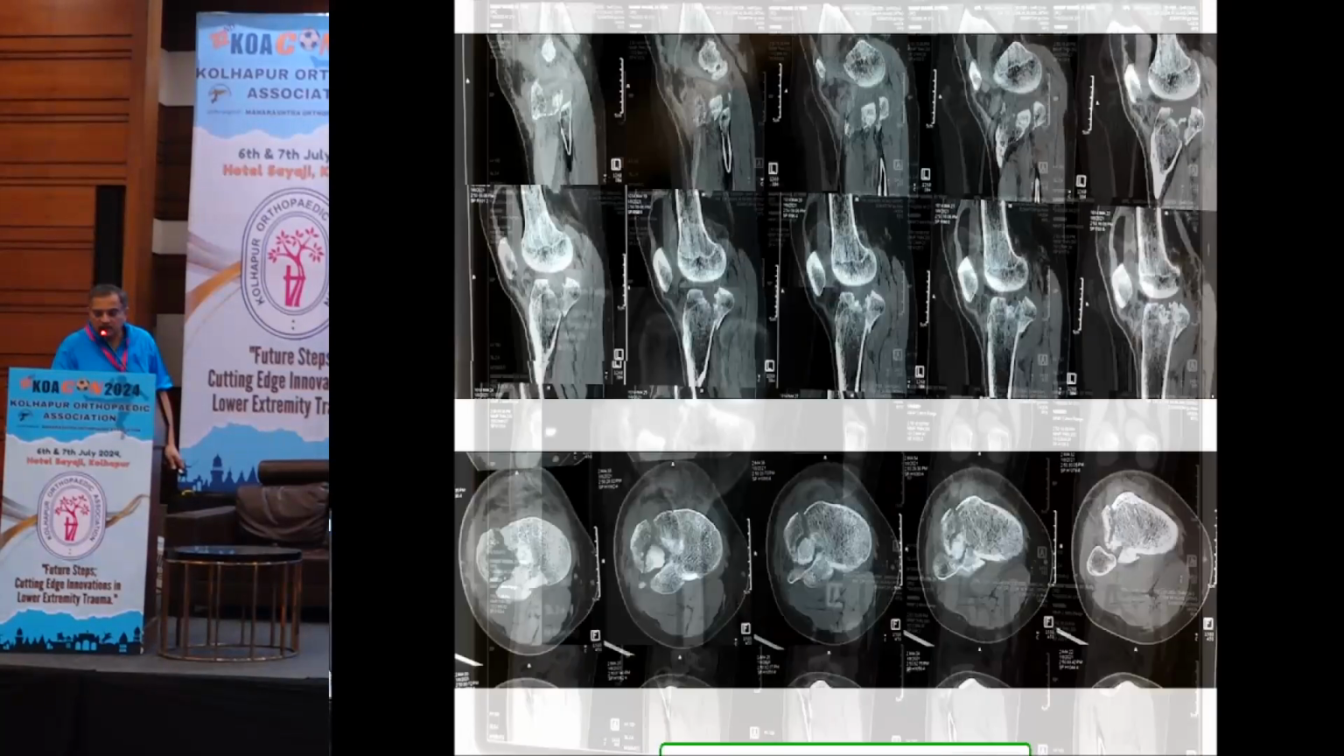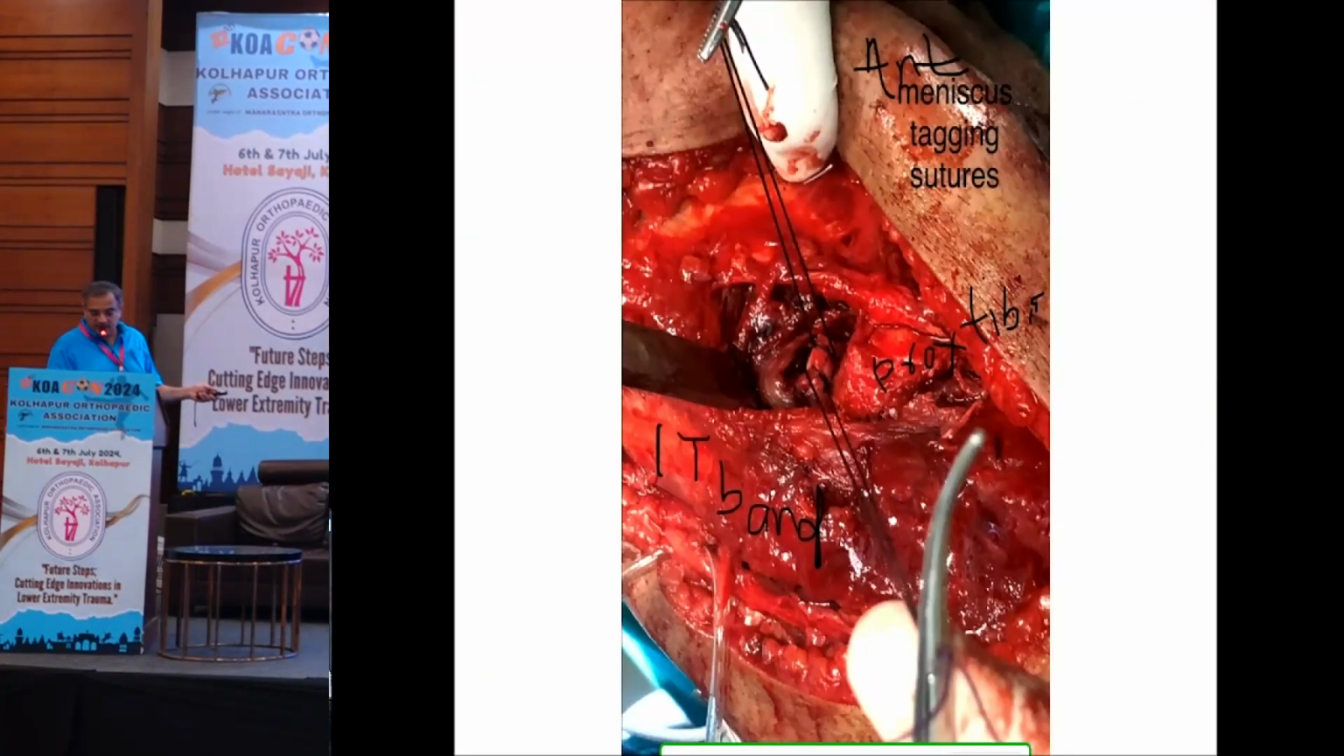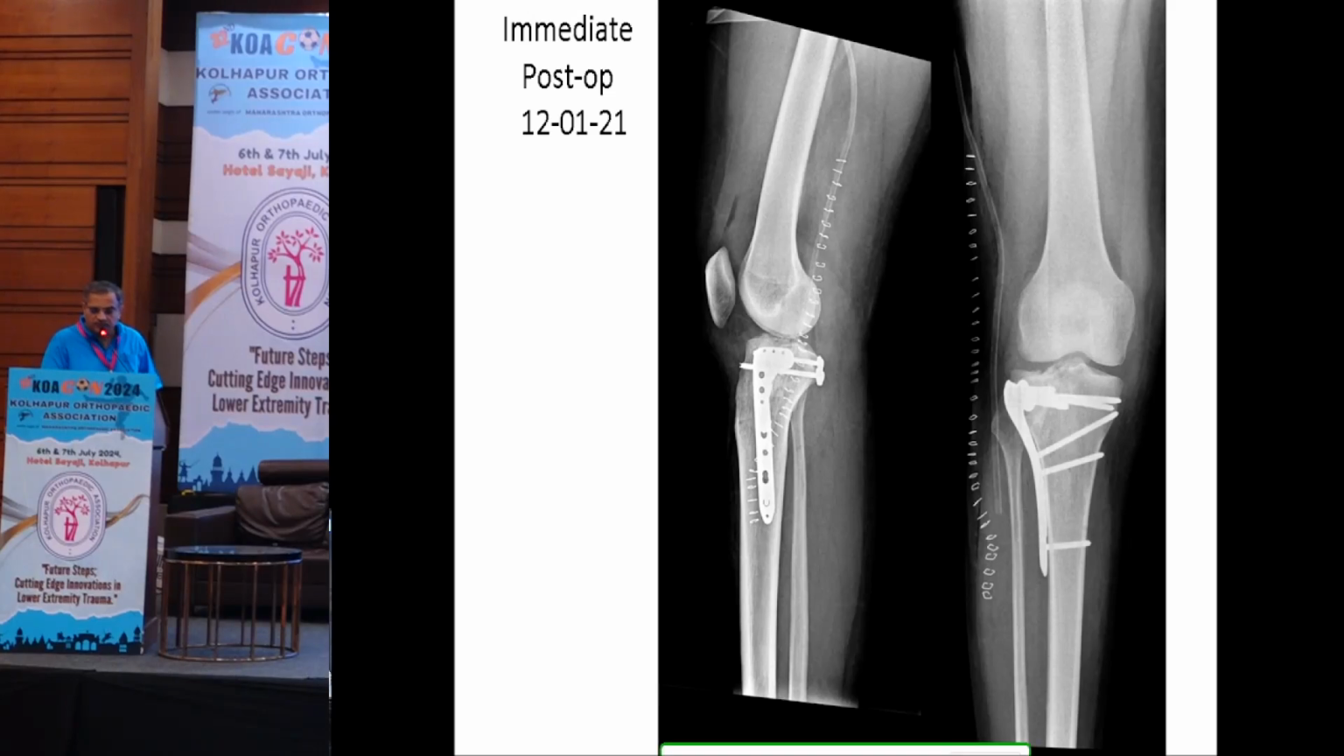So this was managed again with a Frosch approach. So that's the biceps femoris, this is the common peroneal, this is the lateral gastroc, and then we ligated the inferior genicular branch. Then we go anterior. Simultaneously, you go anterior to the IT band. You do a submeniscal arthrotomy. These are the meniscal tagging sutures, and then you.